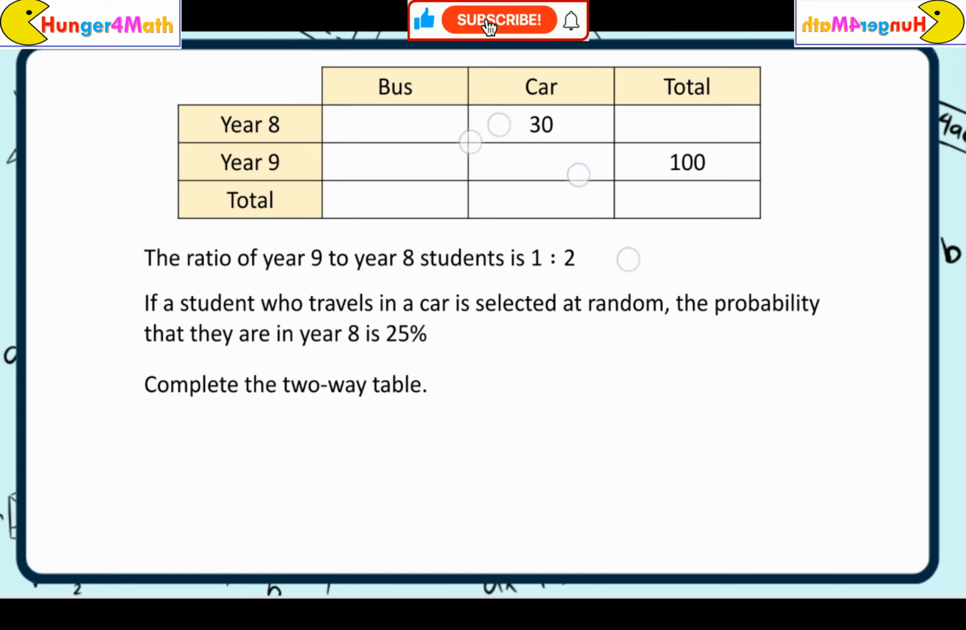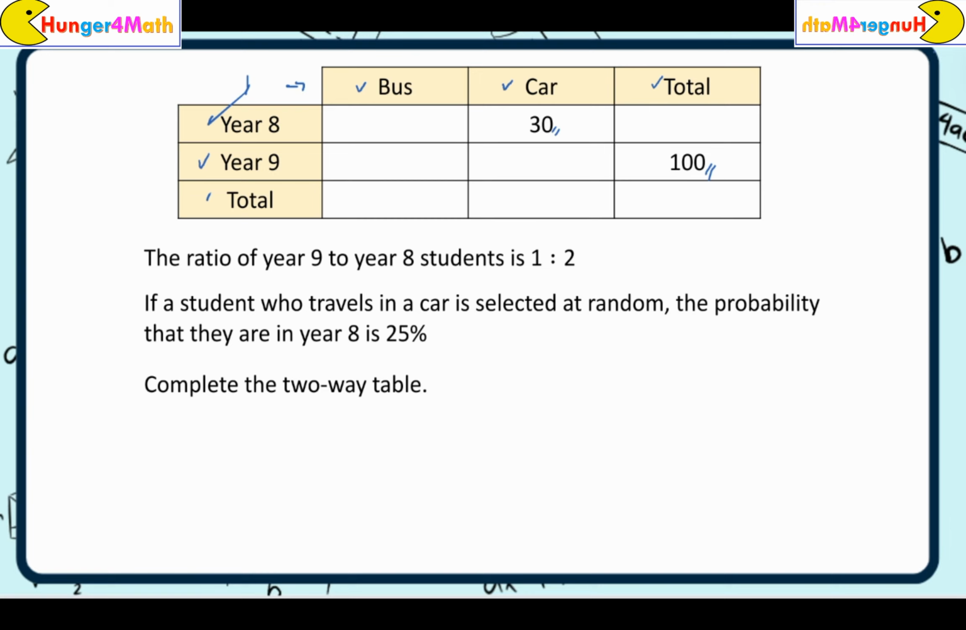For this two-way table, in this column we have the year 8, year 9, and the total. For this row, we have the bus, the car, and the total. We have also here the 30, that is for the year 8 students who are using a car, and 100 for the total number of year 9 students.